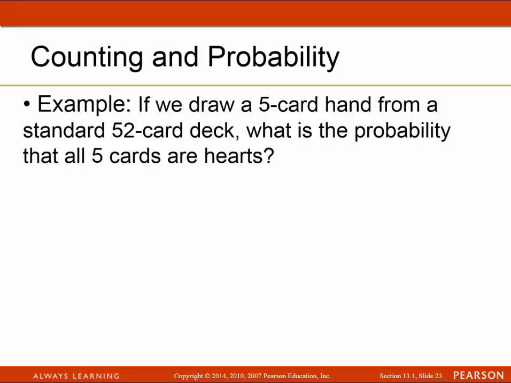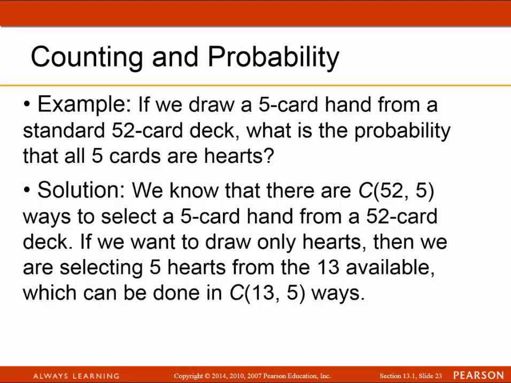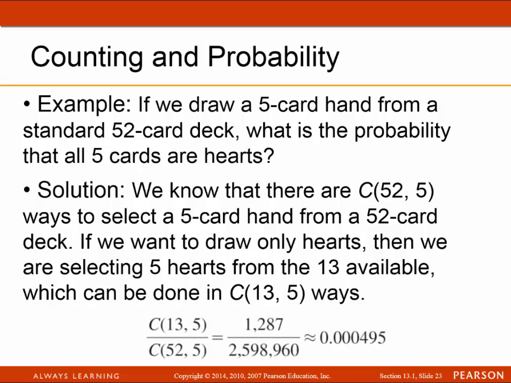Now, if we draw a 5-card hand from a standard 52-card deck, what is the probability that all 5 cards are hearts? This one's a little bit more involved, but we can still calculate it. There are combination of 52 objects taken 5 at a time ways to select 5 cards from a deck of 52. If we want to draw only hearts, then we're selecting 5 hearts from the 13 possible hearts, which can be done in combination of 13 objects chosen 5 at a time ways. So that gives us the combination of 13 objects taken 5 at a time, divided by the combination of 52 objects taken 5 at a time. And you can see that it's a very small probability.